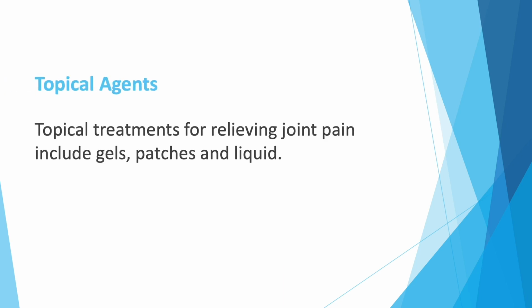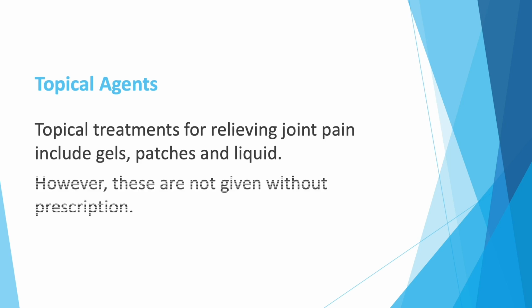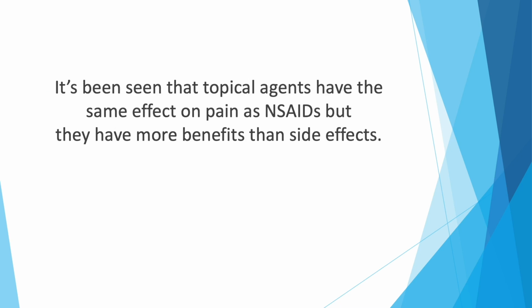Topical agents. Topical treatments for relieving joint pain include gels, patches, and liquid. Topical agents have different strengths depending on whether the pain is low, moderate, or high. However, these are not given without prescription. It's been seen that topical agents have the same effect on pain as NSAIDs, but they have more benefits than side effects. These agents might not be suitable for everyone, but people who want to avoid oral treatments can benefit from them.